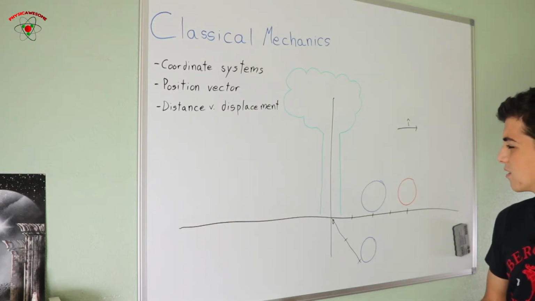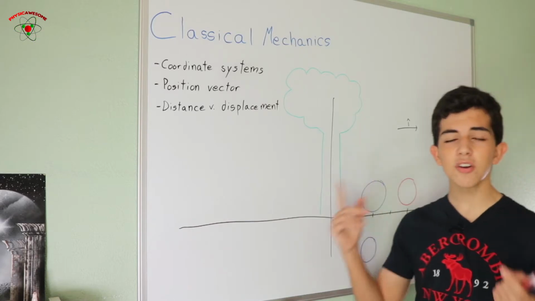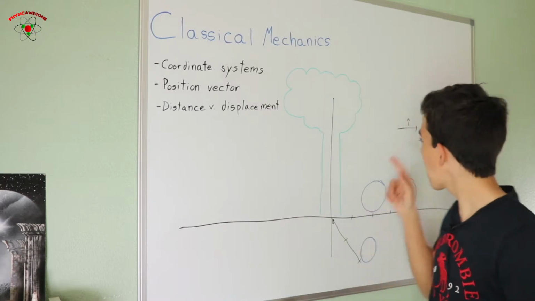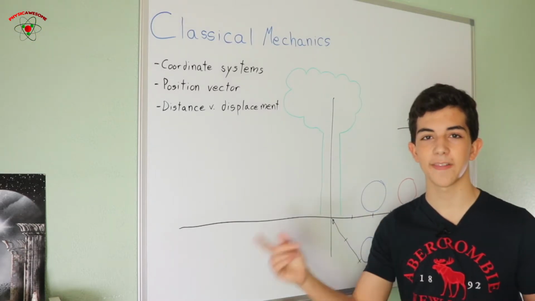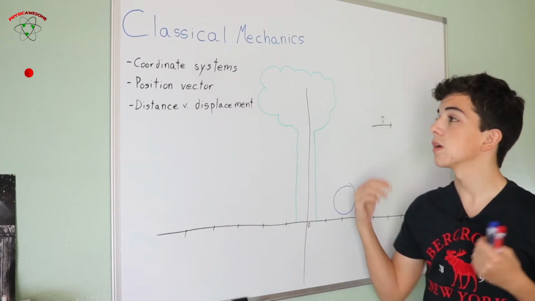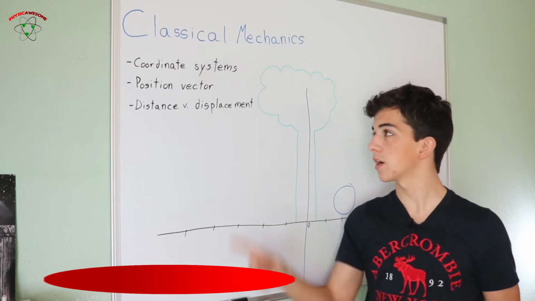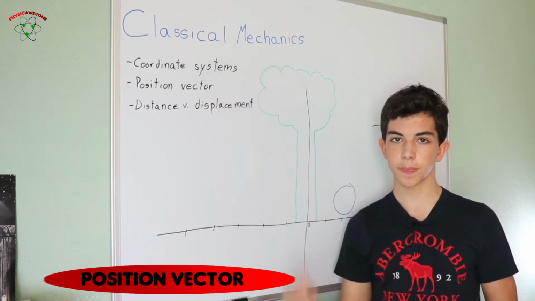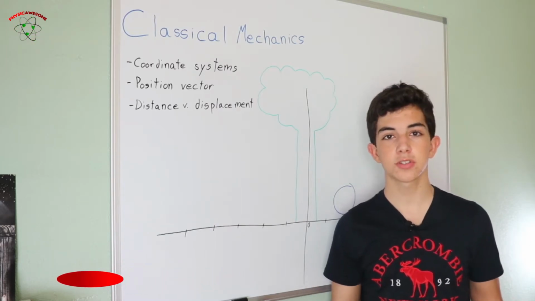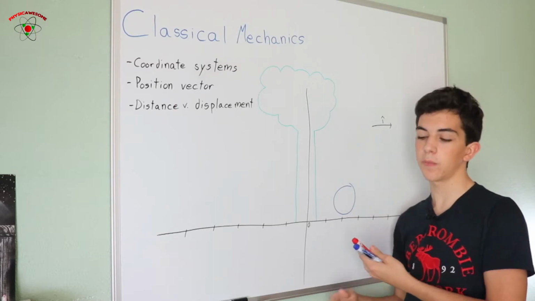But wait, this seems familiar. This is a coordinate system. The tree is our origin, the step is our unit vector, and the ground our axis. Now that we have our ball and a way to measure its position, we'll establish a new idea: the position vector. You can think of the position vector as a set of instructions, a map, on how to go from the origin to our ball.